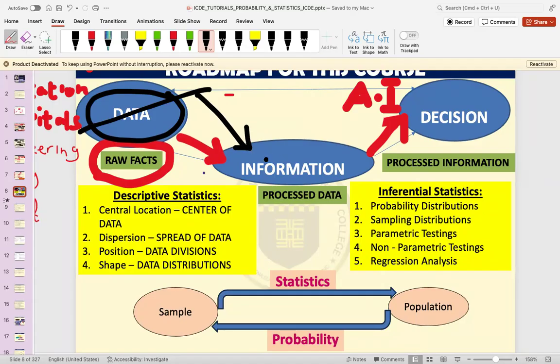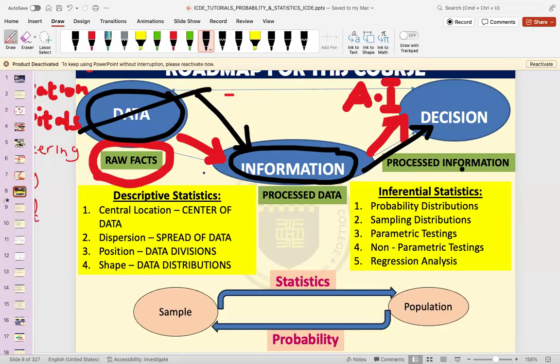Now, once we have the information, we don't stay there because we need the information to take decisions. So out of the information, we are able to pick our decision in the long run. In short, information is processed data, and decision is also information that has been processed. Information is processed data, and decision is processed information.